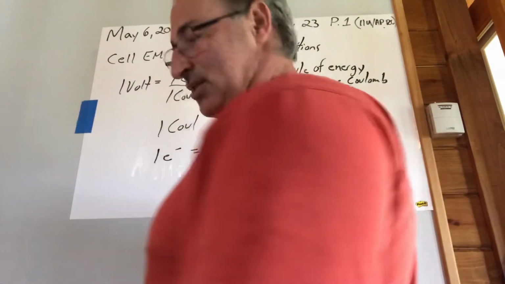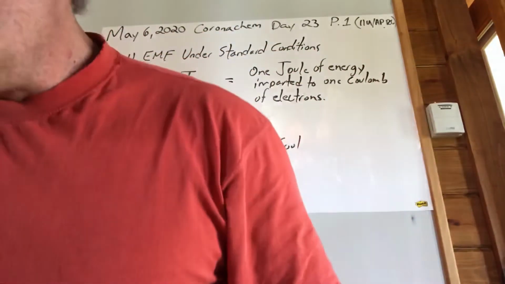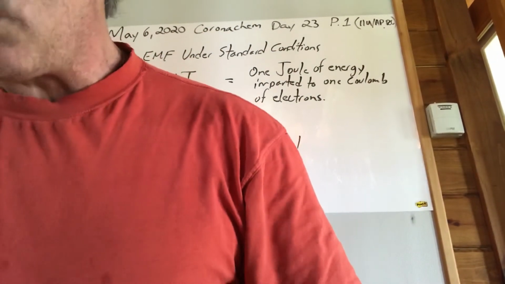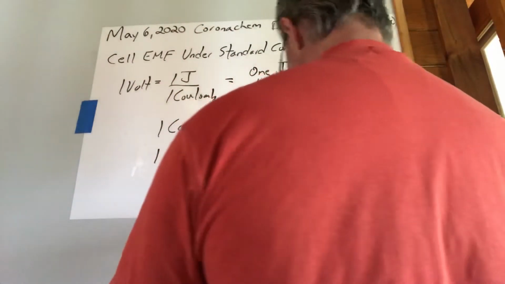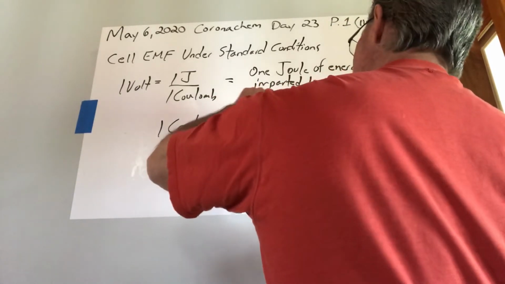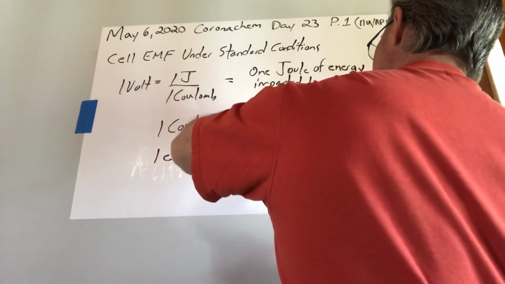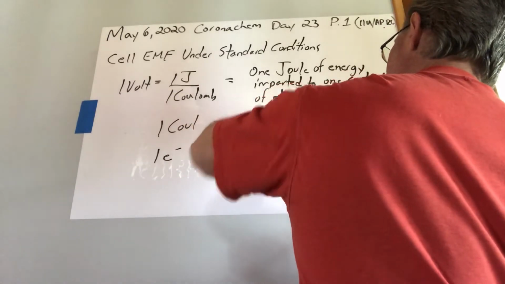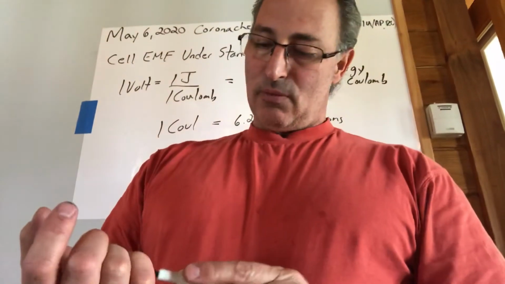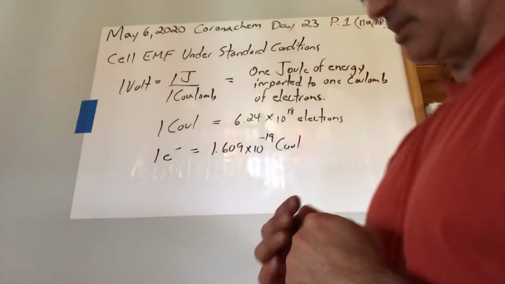So it's a measure of electrical charge. Or you could say 1 Coulomb, if you take the reciprocal of that number, it'll tell you how many electrons there are in 1 Coulomb of electricity. So 1 Coulomb is equal to 6.24 times 10 to the 18 electrons. Okay, if you take that many electrons, you'll get a charge of 1 Coulomb.